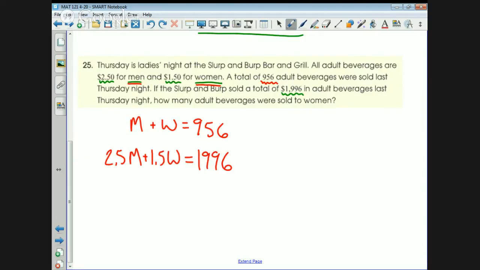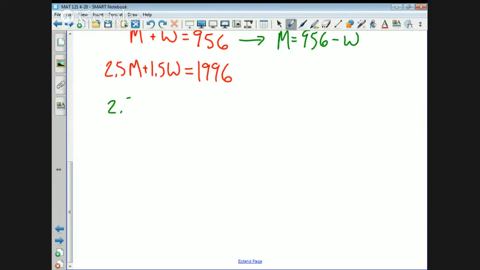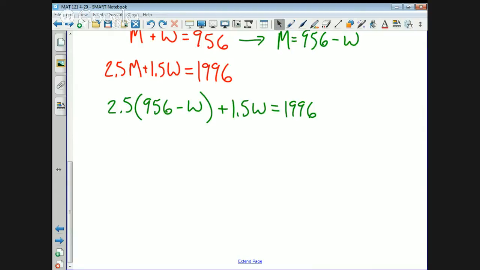Well, this is a beautiful system. Two equations, two variables. Let's go ahead and solve it. And for this one, I'm going to go ahead and use substitution. So I'm just going to say that the men are equal to 956 minus the women. Plug that in. So I have 2.5 times the quantity 956 minus W, plus 1.5 W equals 1996. 2.5 times 956. I'm going to go ahead and bring up a little calculator here, because that'll go a lot quicker. I don't want to do a silly math error at this point in the game. So 2.5 times 956 equals 2,390. So 2,390 minus 2.5 W plus 1.5 W equals 1996.